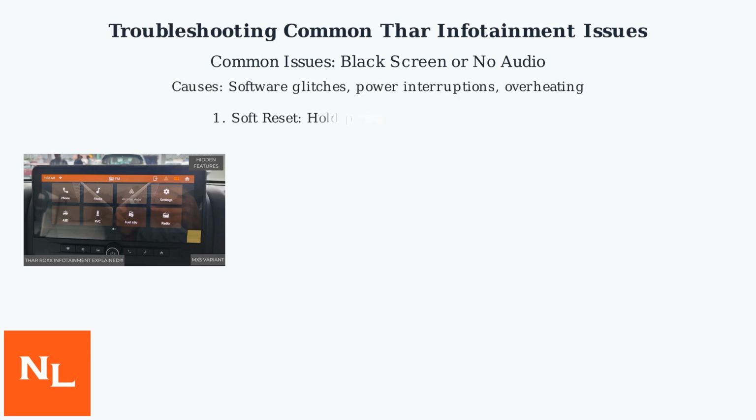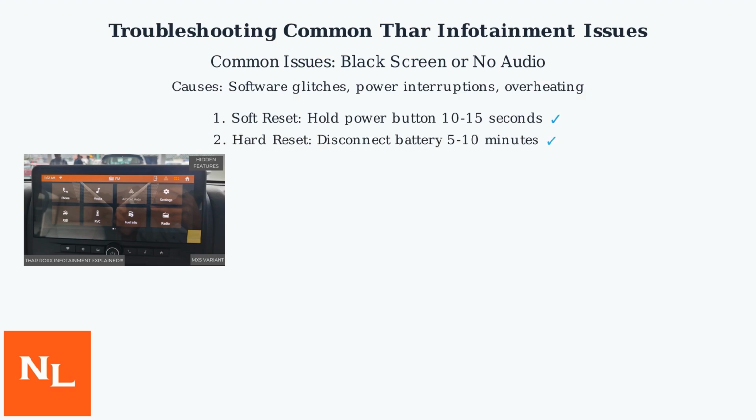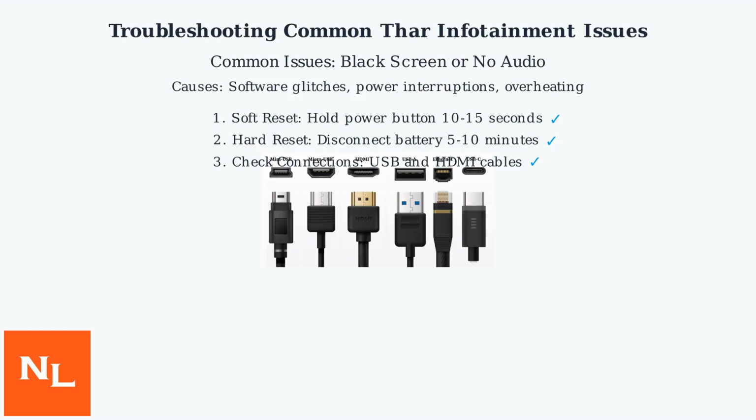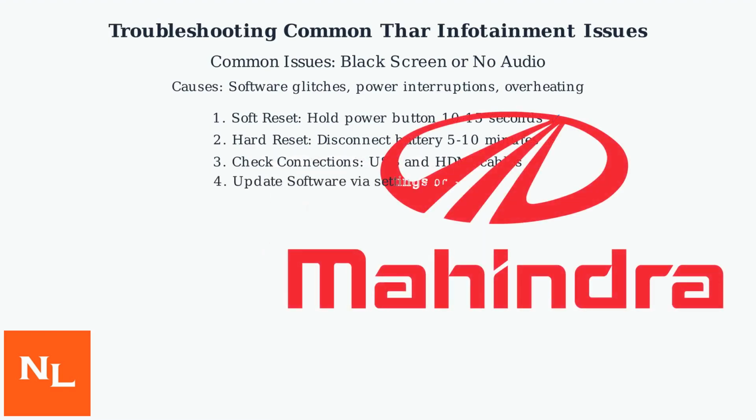Start with the basics. Perform a soft reset by holding the power button for 10 to 15 seconds, or a hard reset by disconnecting the battery for 5 to 10 minutes. Check all connections like USB and HDMI cables. Ensure your system software is up to date via the settings menu or Mahindra's app. For black screens, this simple reset resolves 70% of issues.